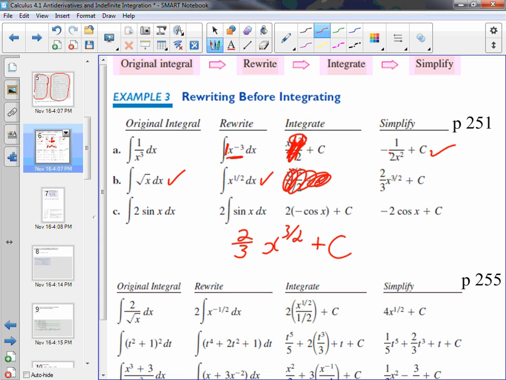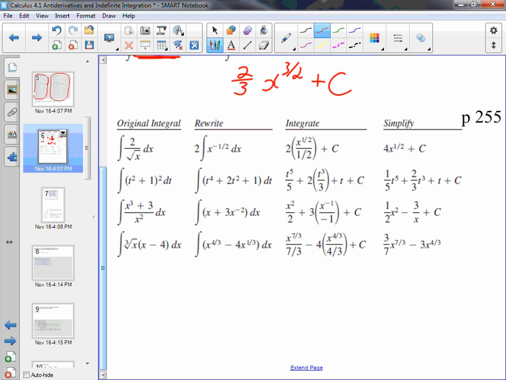All right. You're just going to have to memorize those. You should have them already almost memorized, right? Because you have the derivative formulas memorized. Memorize the integral formula. Look at these from page 255.